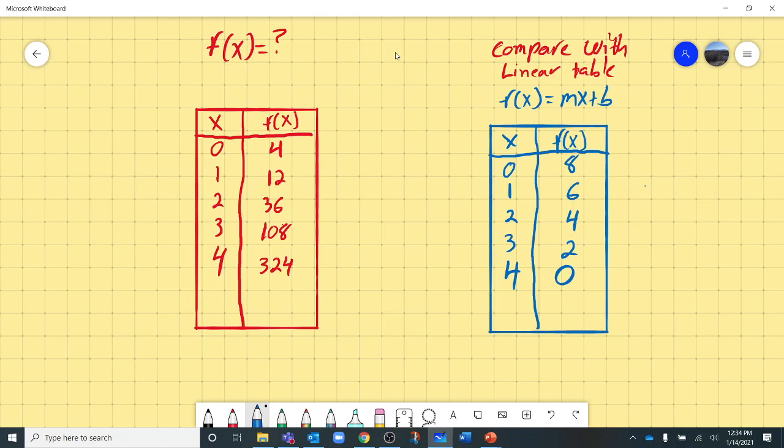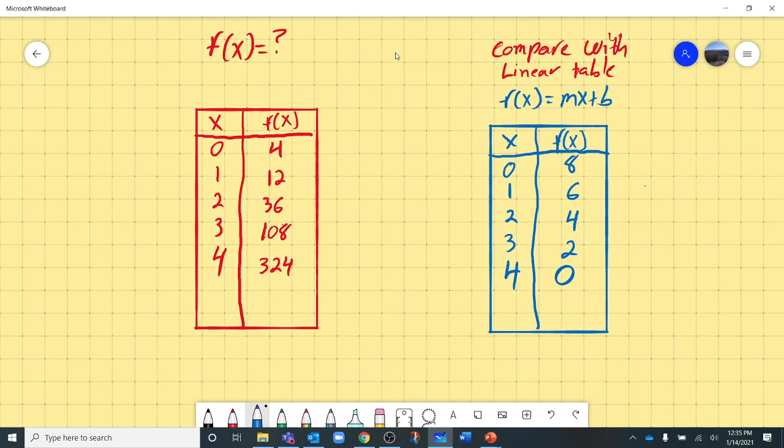Okay, so we want to figure out each of these functions. The book was only having us figure out the exponential function, but I want to compare this to a linear function, so a straight line versus a curved line. So let's start with our linear function, which is y equals mx plus b, or f of x equals mx plus b. We need the slope and the y-intercept, right?